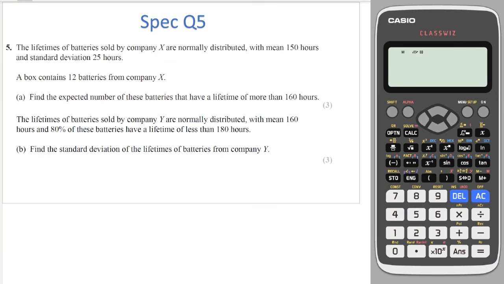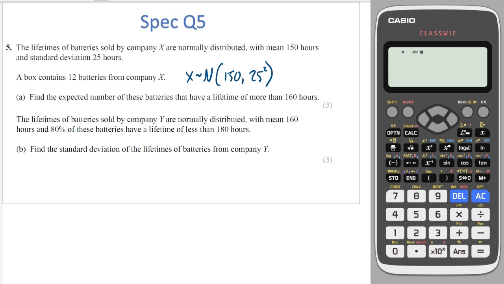Okay, we've got another normal question here, and we are asked to find the expected number of batteries that have a lifetime of more than 160 hours, and X is normally distributed with a mean of 150 and a standard deviation of 25.